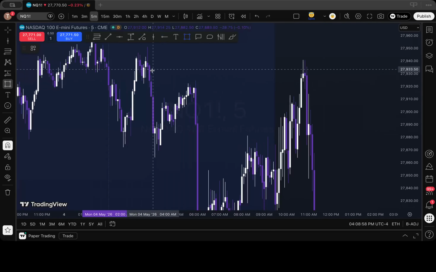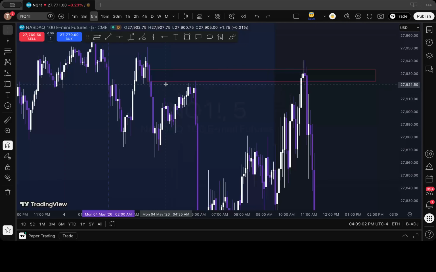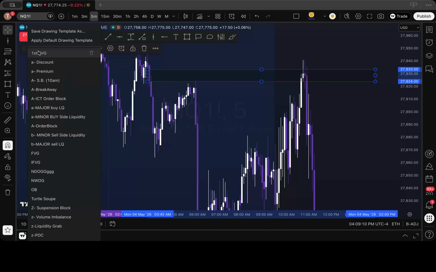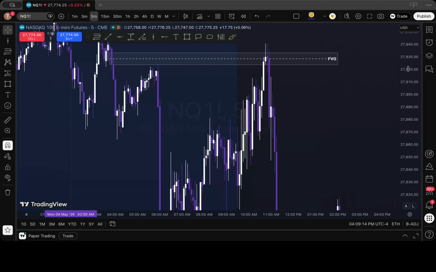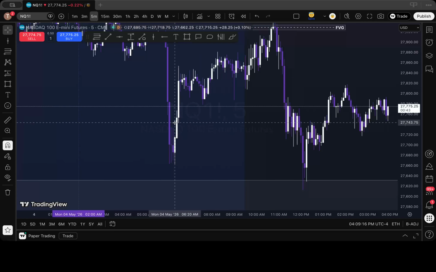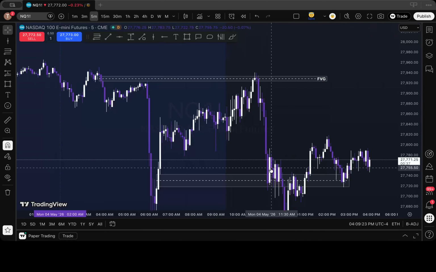Fair value gap on the 5 minute right here with a volume imbalance, which is that gap between the two bodies there at 3:50 a.m. and 3:55. If we mark this as the FVG on the 5 minute basis, and look at what the market left down here, pre-market session, 620.